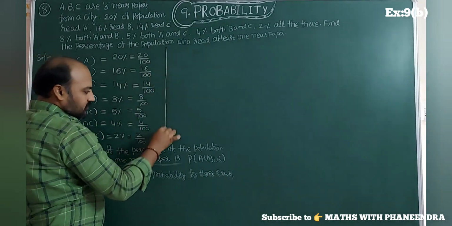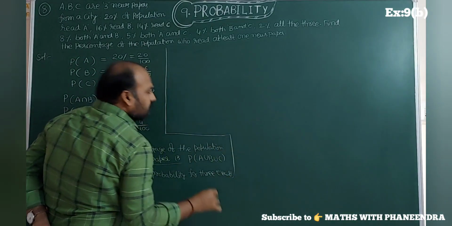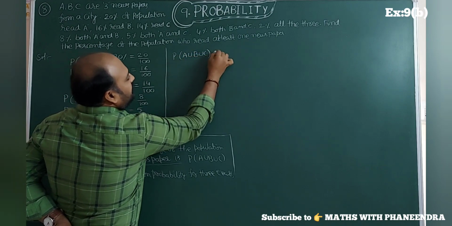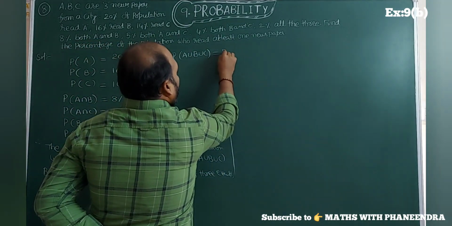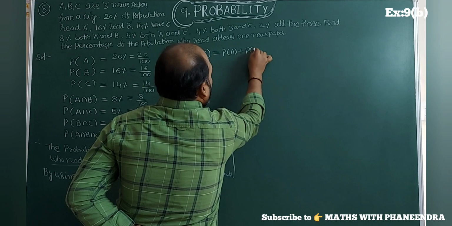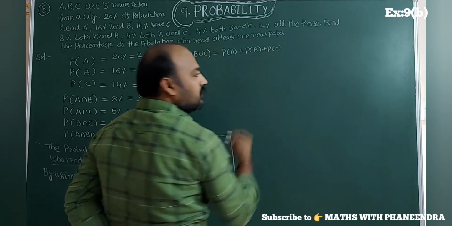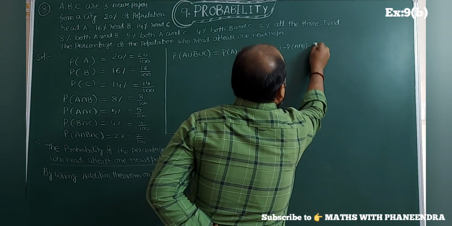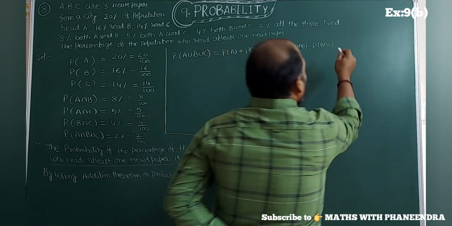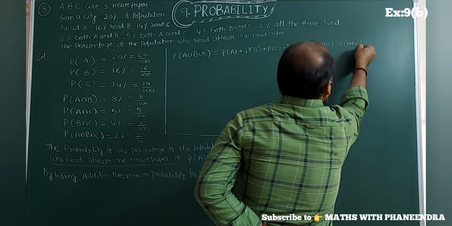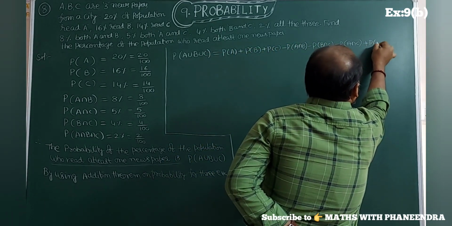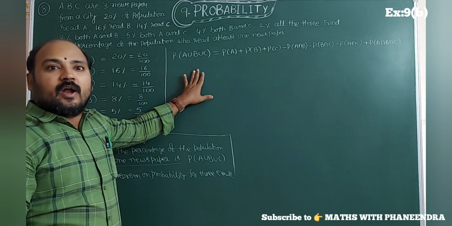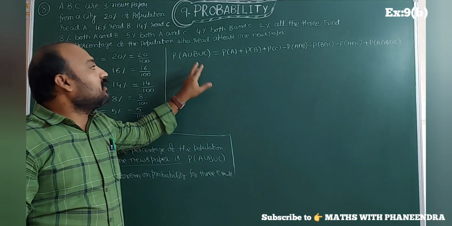So here I am writing P of A union B union C is equal to P of A plus P of B plus P of C, after that minus P of A intersection B minus P of B intersection C minus P of C intersection A, plus P of A intersection B intersection C. So this is the formula for the addition theorem of probability for three events.